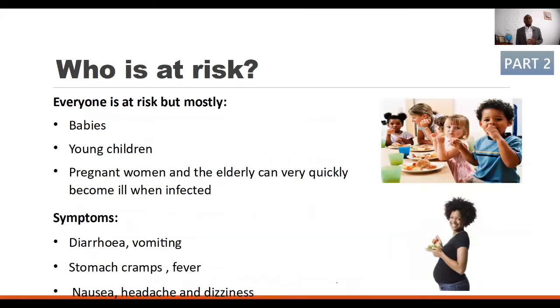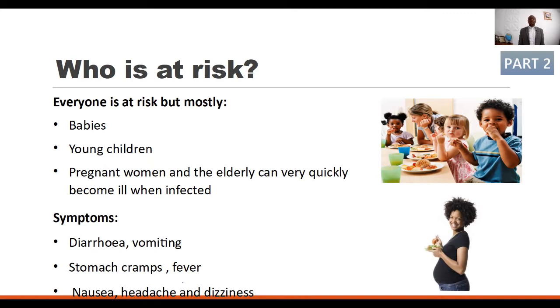Now, when it comes to risk, who's at risk when it comes to food safety and hygiene? Everyone is at risk, but mostly babies, young children, pregnant women, and the elderly can very quickly become ill when infected, probably because the immune system is getting weak, or maybe their immune system at a young age is not strong enough. So they are mostly at risk: the younger children, babies, the pregnant women, and also the elderly.